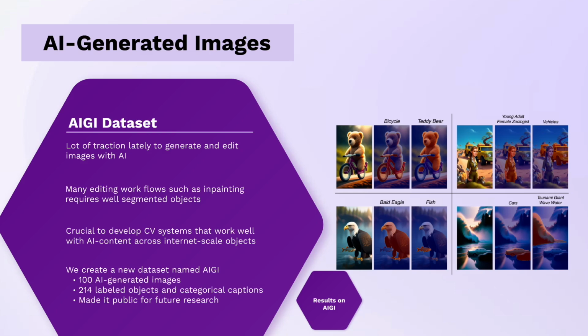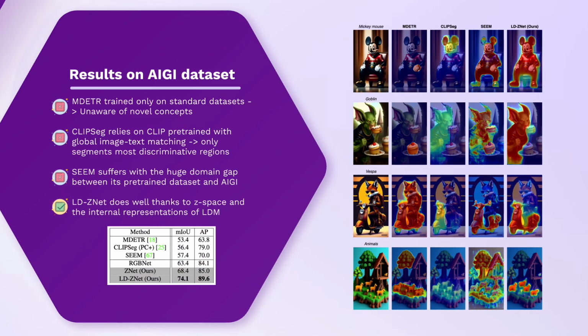Hence, we created an AI-generated dataset named AIGI that contains 100 AI-generated images gathered from the lexica.org website and 214 object instances labeled along with their categorical captions, as shown on the right. We also make this dataset public for future research in this direction. Moving on to the results on this AIGI dataset, we see a huge improvement of around 20% for LD-ZNet compared to MDETR in terms of the mean IoU metric.